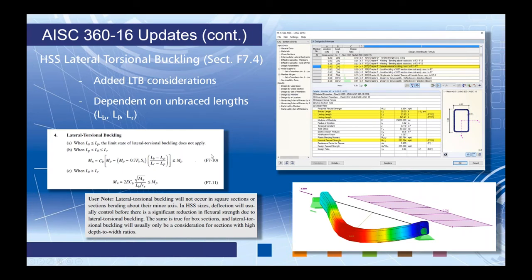standard F7-10. The code does have a user's note saying essentially lateral torsional buckling probably won't control in most cases for HSS. Realistically, deflection will usually control, and that's definitely the case with our model today. Lateral torsional buckling is really low, and serviceability is much higher code check. So just something that's interesting there.